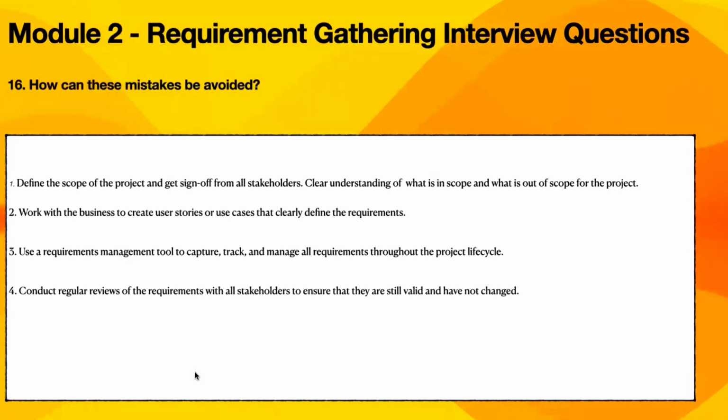Next, you have to regularly review the requirements with the stakeholders. Don't gather the requirements and then forget them. You have to regularly review the requirements with the stakeholders, and make sure they are valid and nothing has changed, because some projects may take about 6 months or 8 months. So in that case, we have to make sure the initial requirements are still valid and nothing has changed. This is how we avoid the mistakes during requirement gathering.